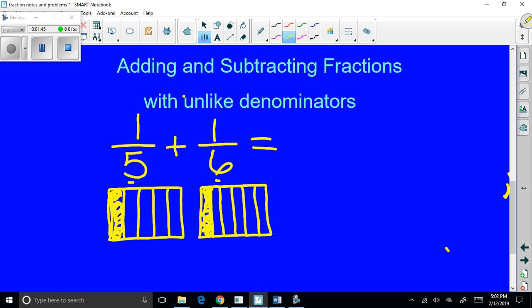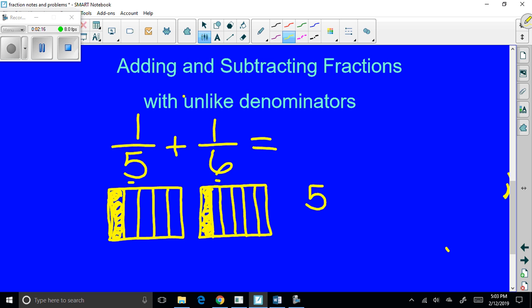So what you have to do is find what's called a common denominator for both of the fractions. A common denominator is a number that's alike. It's a like denominator. And so what you want to do is break the pictures up into pieces that are the same in both of the pictures. So I want to get the same denominator for both.